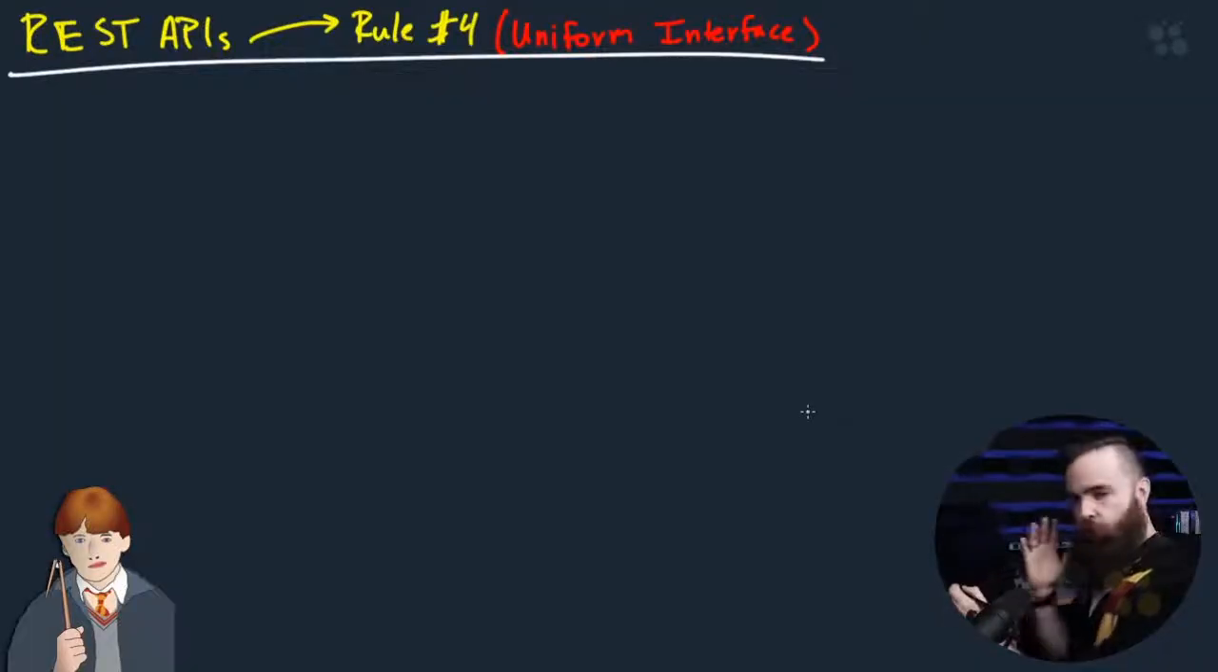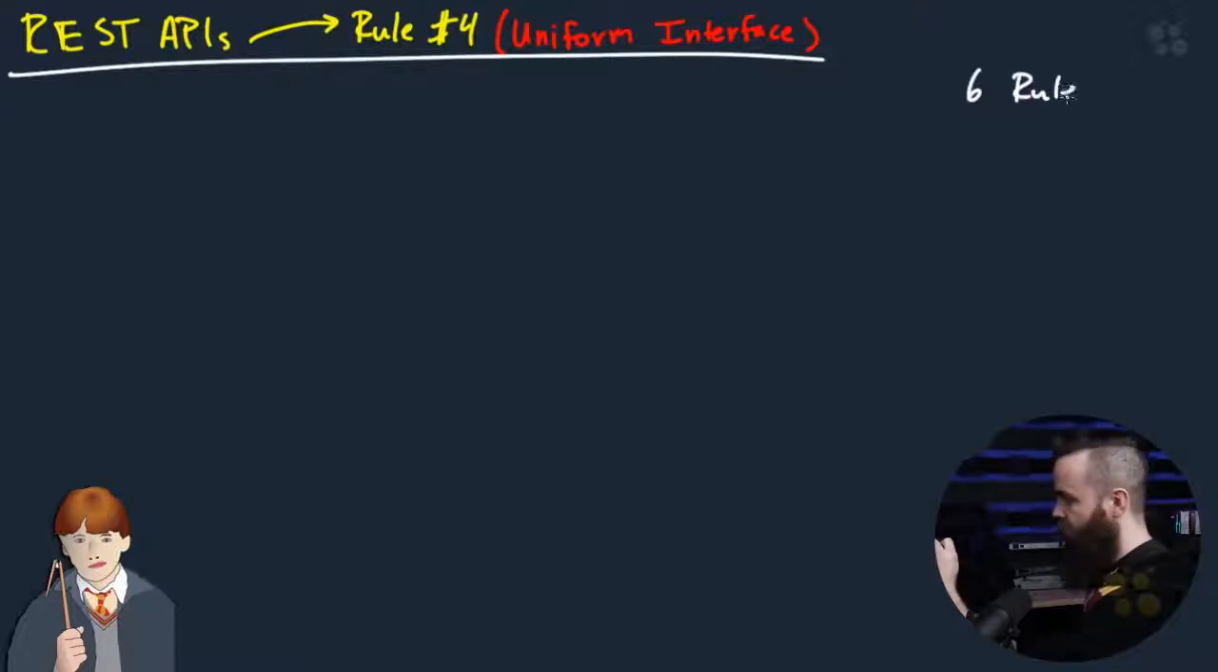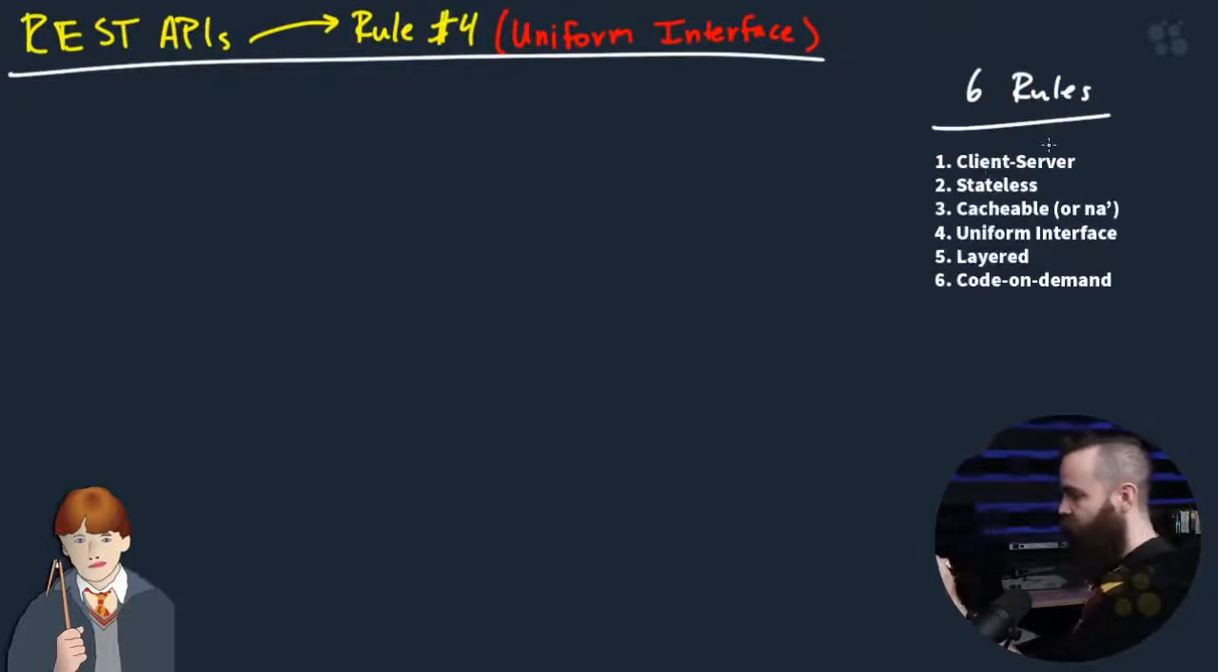Let's go. So just a quick refresher on our rules. Here are our 6 rules to be a RESTful API, our 6 constraints. We covered in depth 1 through 3 already, but we haven't really talked about number 4. Now, how I like to define rule number 4 is this.